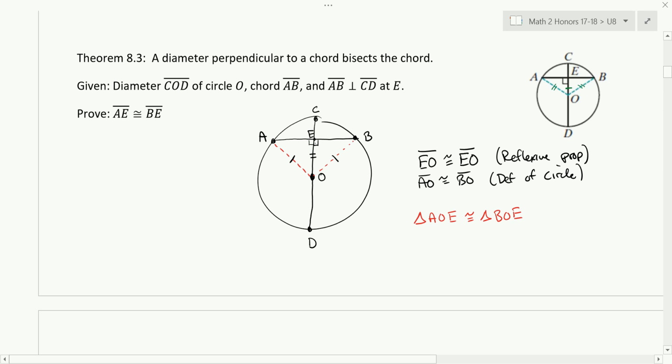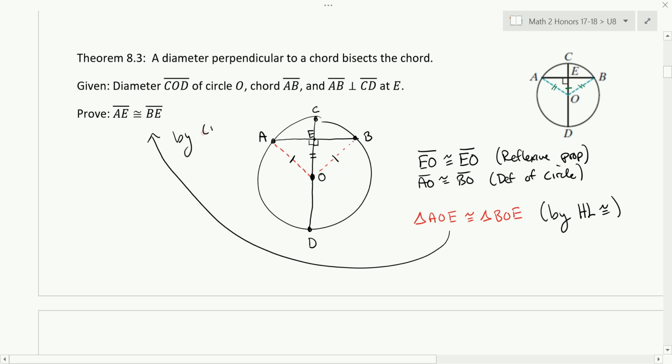Okay, they're congruent to each other. I'll put the marking in there. Okay, by hypotenuse leg. So those two triangles are right triangles. And we have a hypotenuse congruent to hypotenuse and a leg congruent to a leg. And the hypotenuse leg congruence theorem allows us to say the triangles are congruent. And so then from there, we can say the pieces must be congruent by CPCTC.